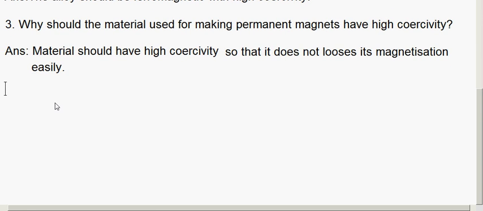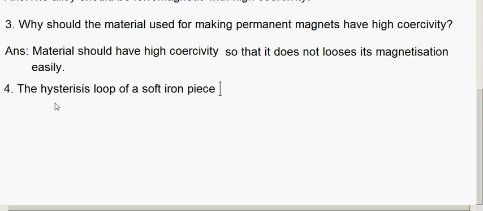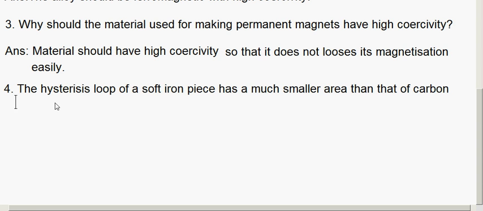Okay, now the last question. The hysteresis loop of a soft iron piece has a much smaller area than that of a carbon steel piece.